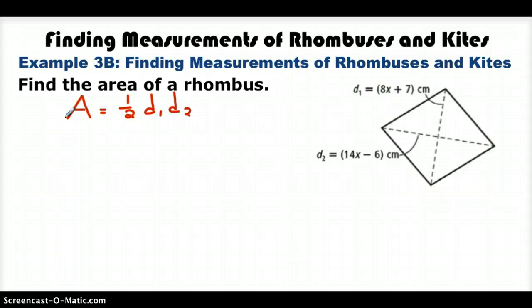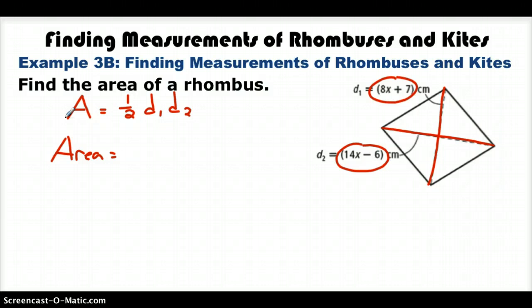Having that said, it looks like they actually give us both diagonals. Diagonal 1 is this, and diagonal 2 is this. These are our important values, and our units are in centimeters. So the area is equal to 1/2 times our diagonal 1, which is 8x plus 7, and our diagonal 2, which is 14x minus 6.